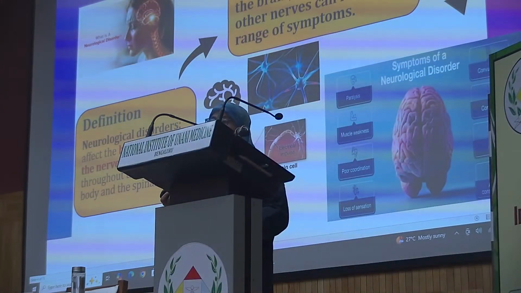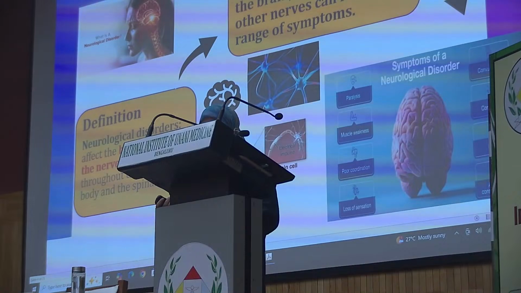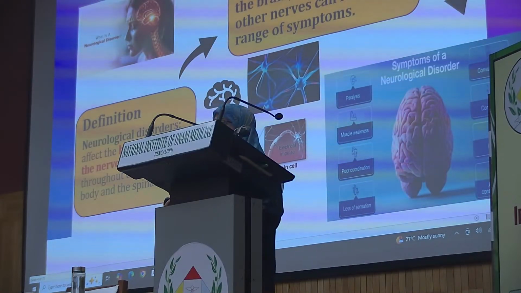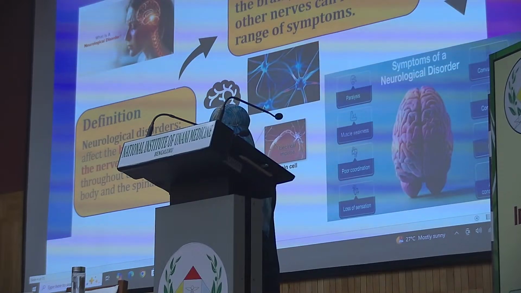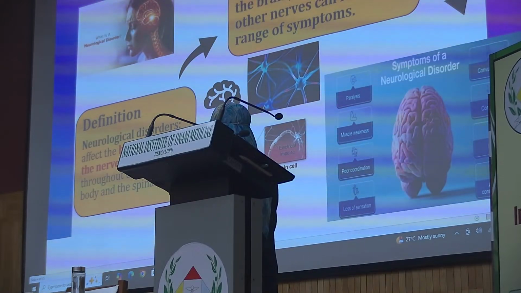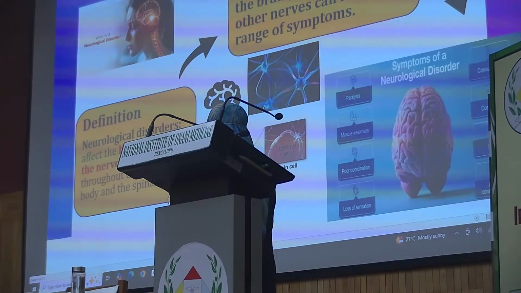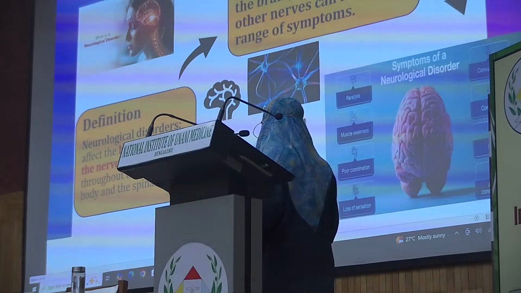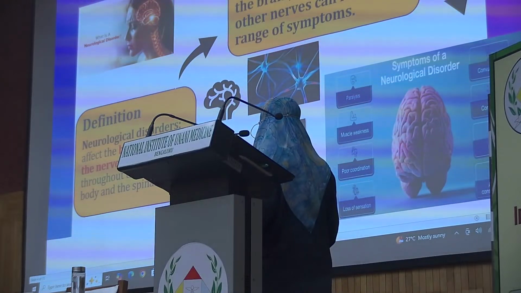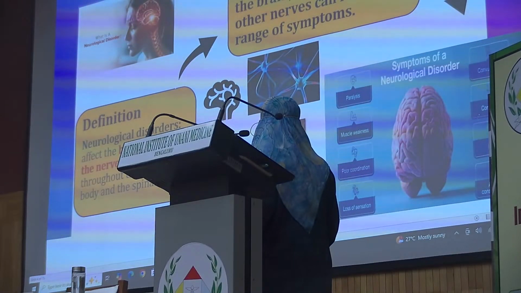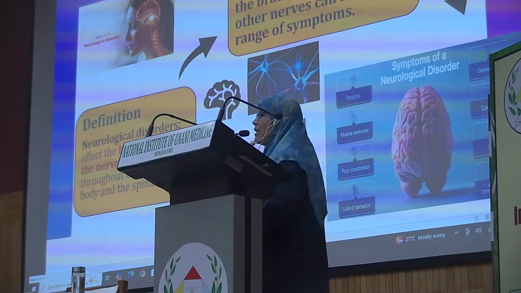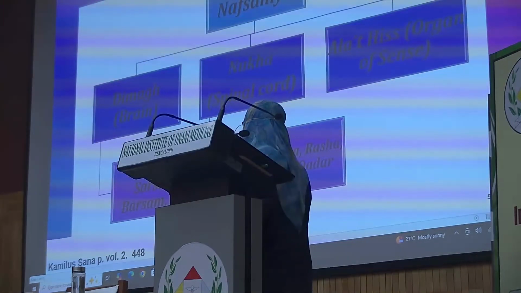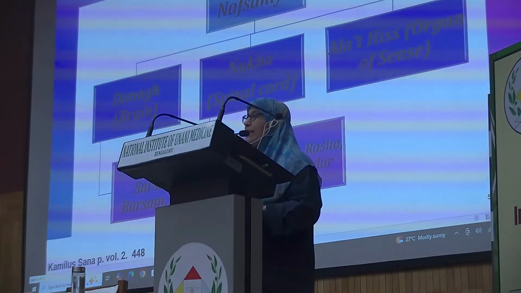Neurological disorders affect the brain as well as the nerves found throughout the human body and spinal cord. What happens in a neurological disorder is we see structural, biochemical and electrical abnormalities in the brain, spinal cord or other nerves that can result in a range of symptoms. What are the symptoms? It can be paralysis, muscle weakness, poor coordination, loss of sensation, convulsions, confusion, pain and altered sensorium or altered consciousness.